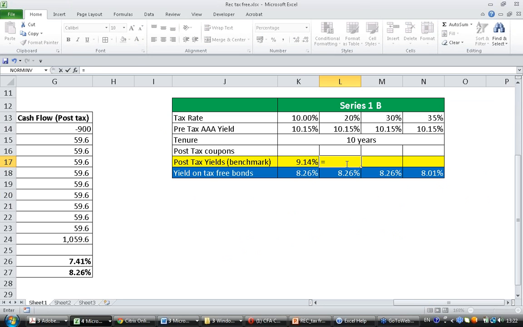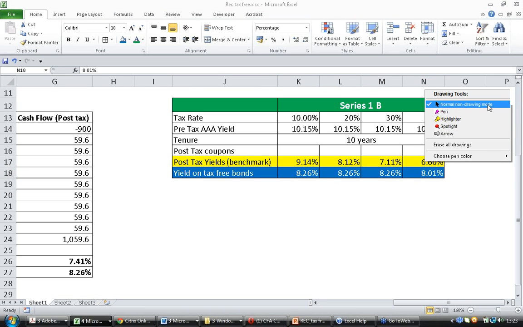So for the 20% tax slab, it is 10.15 into 1 minus 20%. For this tax slab, it's 10.15 into 1 minus 30%. For this tax slab, this is 10.15 into 1 minus 35%. So if you see here, these are the post-tax yields of a taxable bond, whereas the tax-free bond gives 8.26% for retail and 8.01% for corporates. So you can clearly see the arbitrage here.